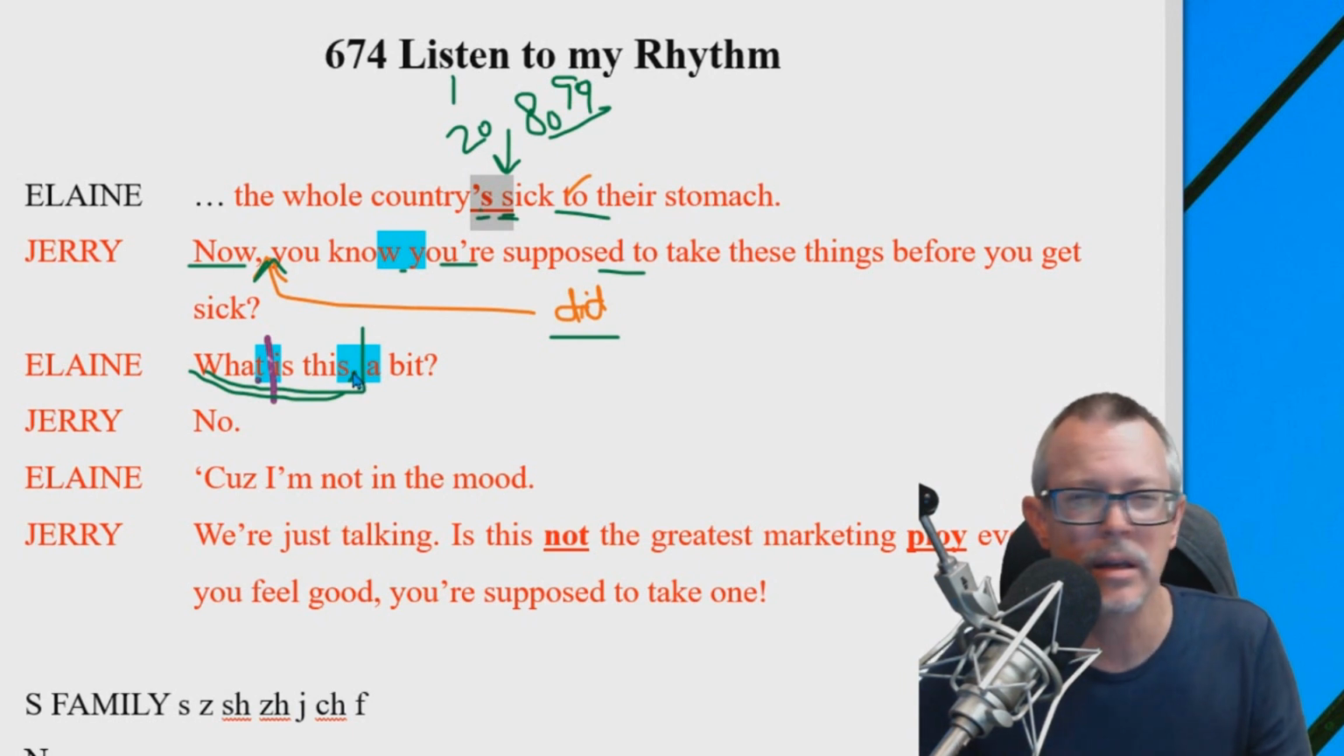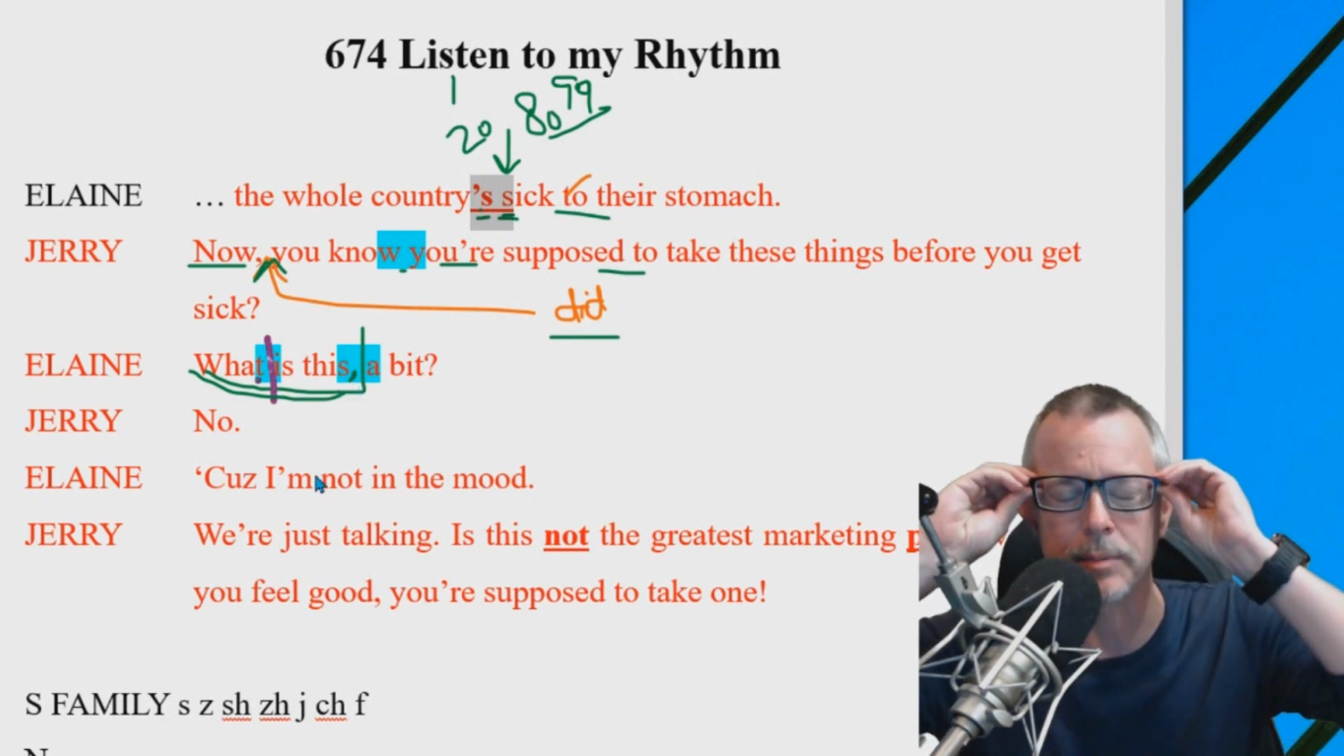The same thing. What? Is this a bit? But she said, what is this? A bit? What is this? A bit? And that means the comma goes here. Okay, so there's a little comma explanation.